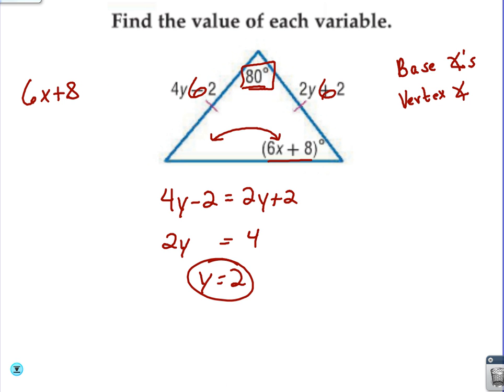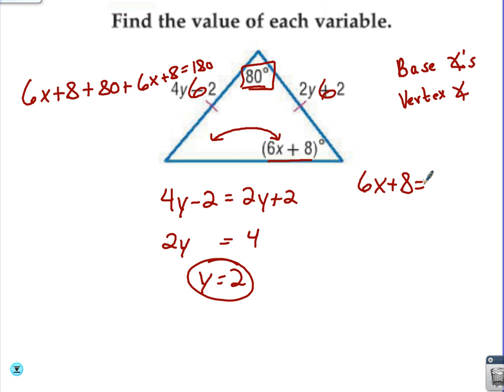One way of solving this would be 6x plus 8 plus 80 plus, well, we don't know what this is, right? Isn't it also 6x plus 8? You could solve it like that. They all equal 180. That's one way of doing it. What if I want to make it a little bit easier?